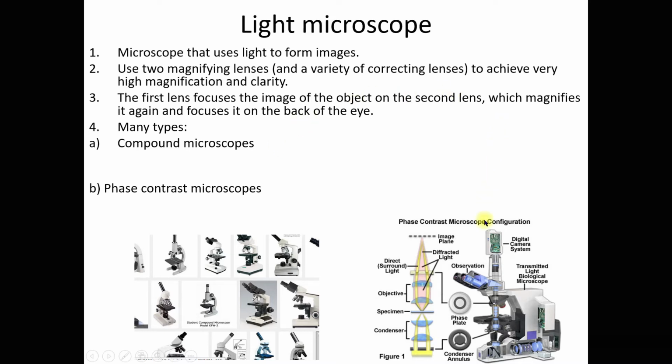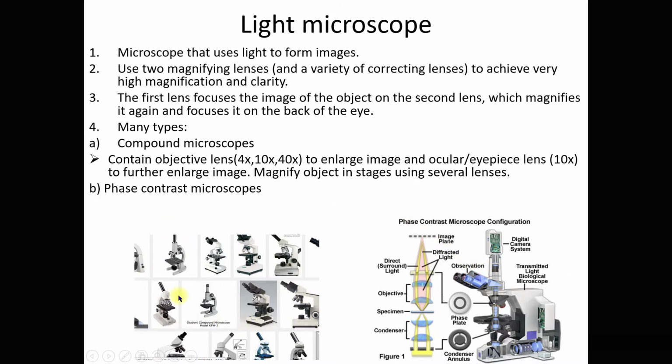So there are many types. Two types for your level, STPM candidates: compound microscopes and phase contrast microscopes. This is what I believe most of you have seen in your lab before. This is the compound microscope. It contains an objective lens.